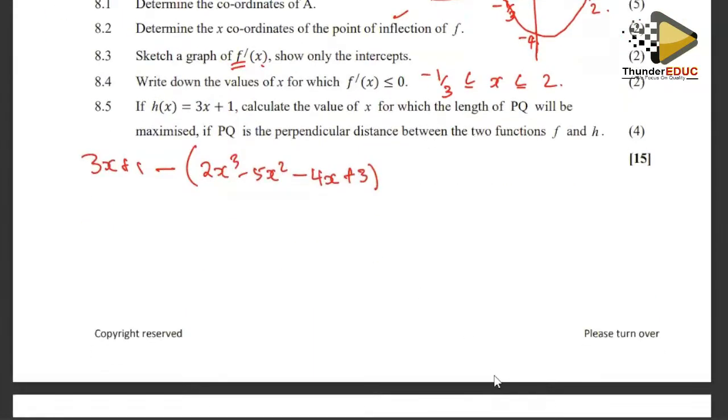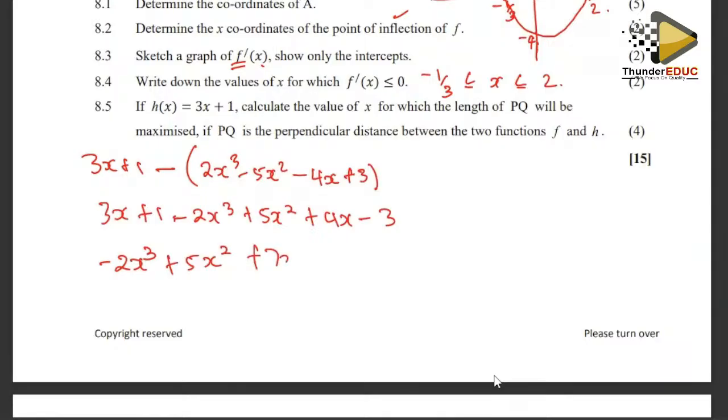All right, then open up: 3x plus 1 minus 2x cubed plus 5x squared plus 4x minus 3. And like terms, we just collect them. So 5x squared is going to be 7x minus 2. So for us to maximize, which means we have to find the derivative again. And that is 6x squared plus 10x plus 7. Calculate the value of x. Then equate that to 0.